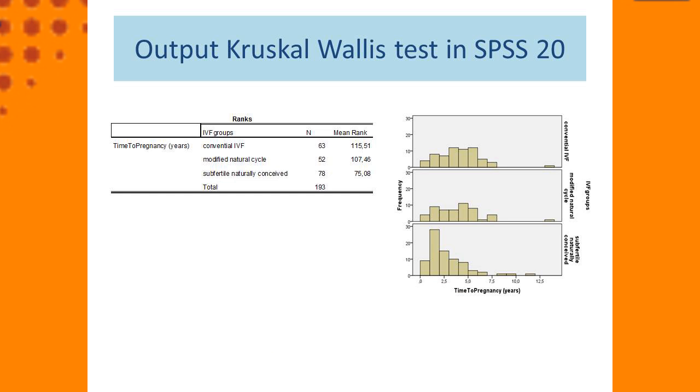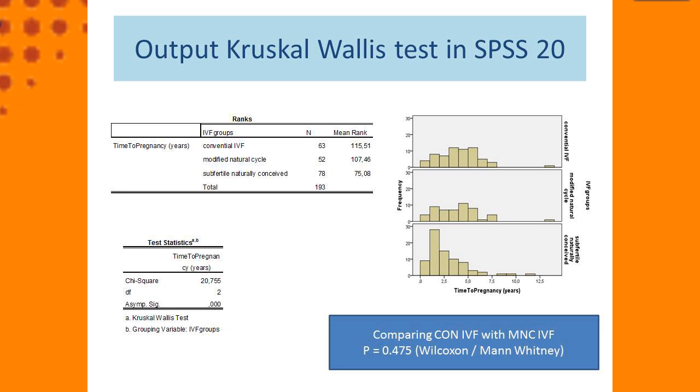Here we see an example of the SPSS output for comparing three groups using the Kruskal-Wallis test. We have two IVF groups with mean ranks close together and a group with naturally conceiving women with lower time until pregnancy. The Kruskal-Wallis test is significant, so we know not all groups are from the same distribution. Mann-Whitney tests gave significant differences between naturally conceived and both IVF groups separately. There was no significant difference between both IVF groups.